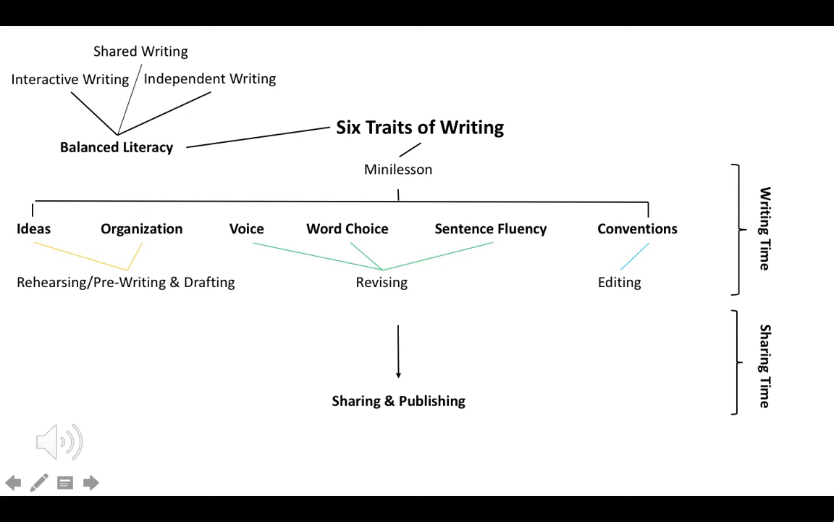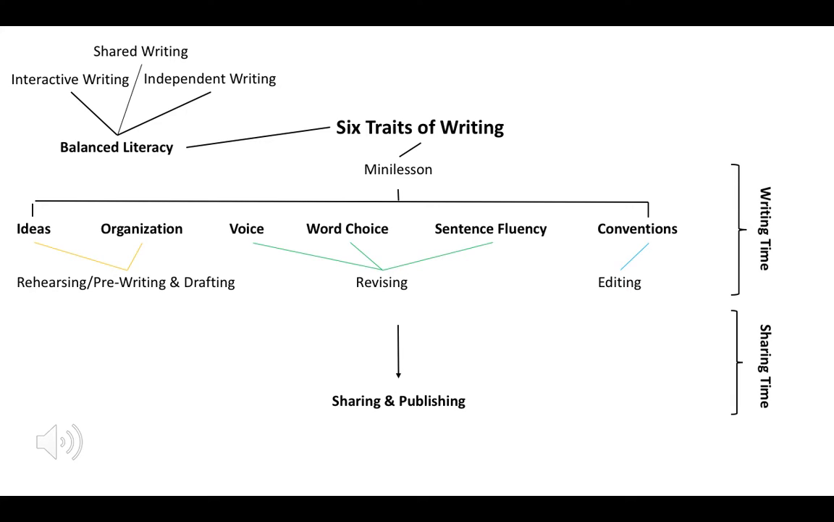The graphic organizer begins with the 6 traits of writing being what everything else branches off from. So first, the 6 traits of writing branches off to balanced literacy. Balanced literacy is made up of interactive writing, shared writing, and independent writing. While each of these are very different, they all use the 6 traits of writing, just looking a little bit different.